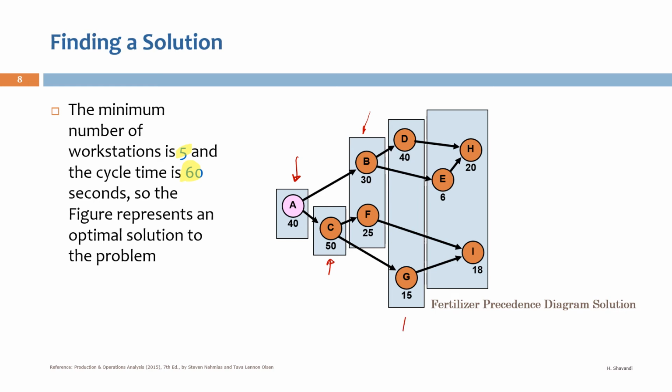And then D and G again, we will have the total processing of 55, and at the end E, H, and I. So 26, 36, 44 will be the total time of this workstation. So here we have 40, 50, 55, 55, and 44. As you see here, they are not exactly the same, but this is actually the best option that we can have here. So because of that, we can say this solution is somehow the optimal solution. Okay.